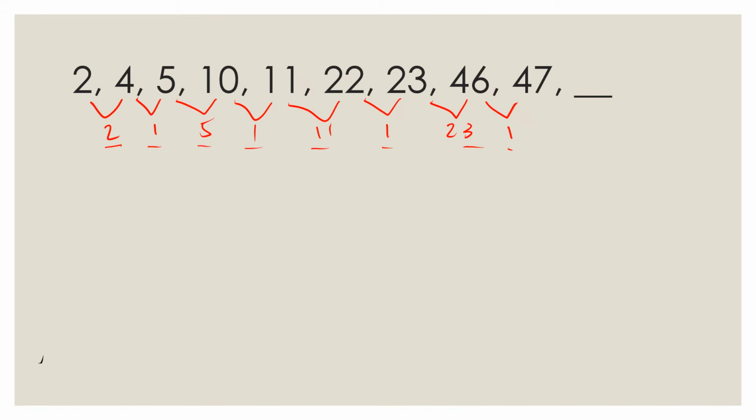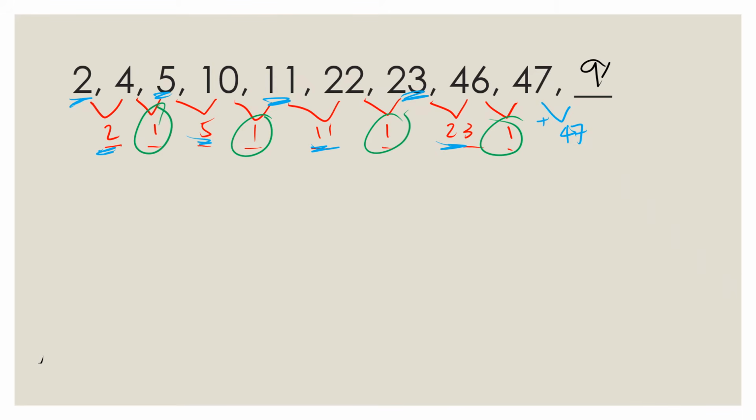So there is a repetition of ones. And then what do we have here? We have 2, which is this number, 5, which is this number, 11, which is that, 23, which is that. So what we expect to come next is that the difference will be 47. So we do 47 plus 47, and what we should have is 94. So that is by using the differences.